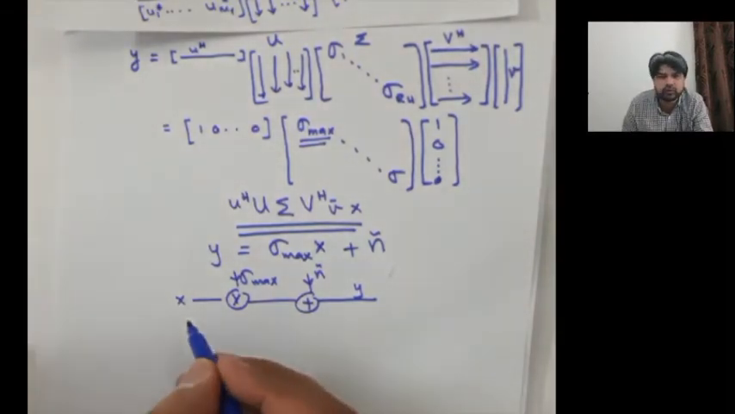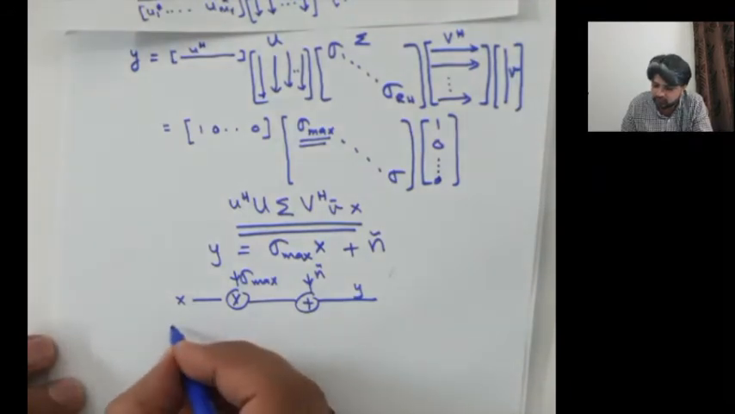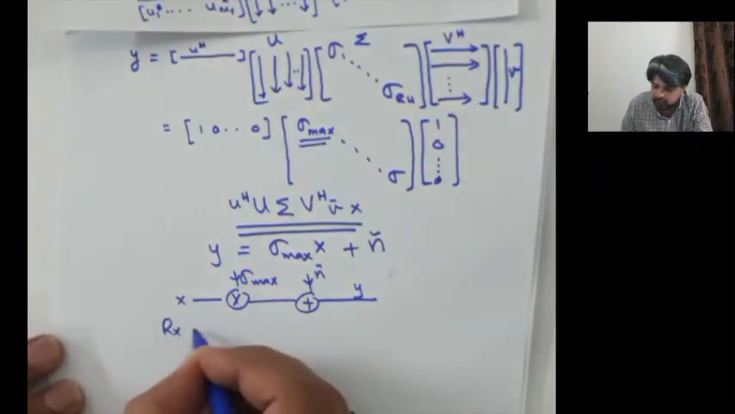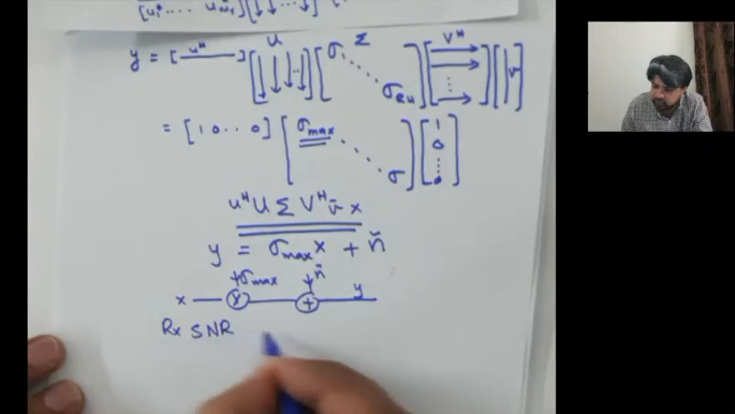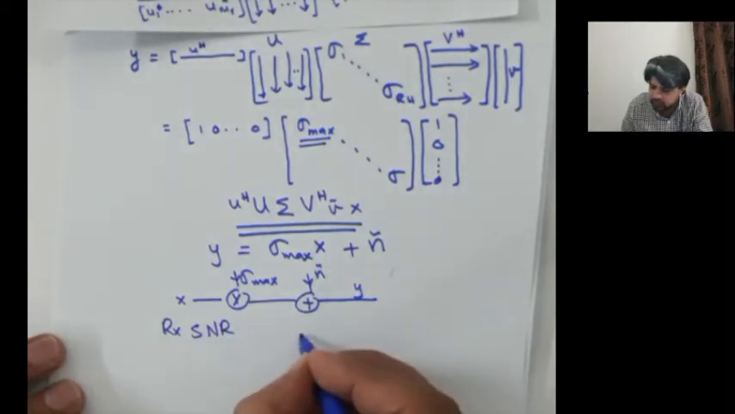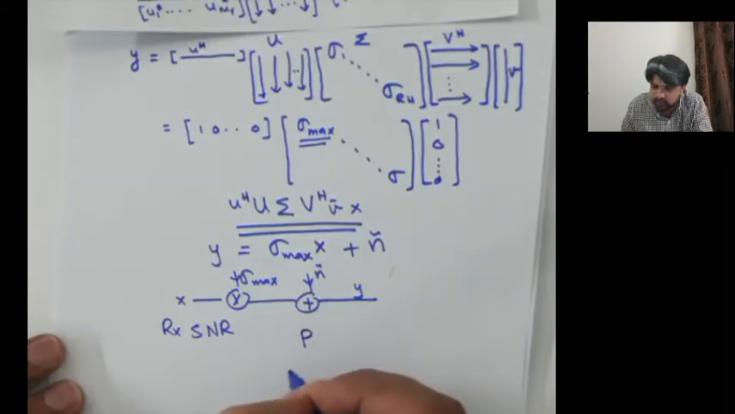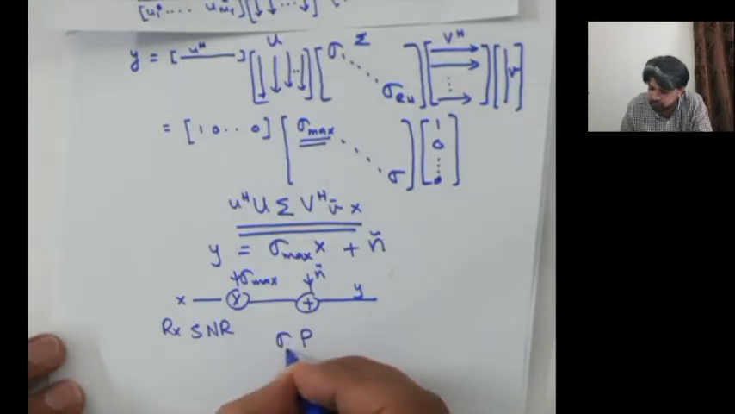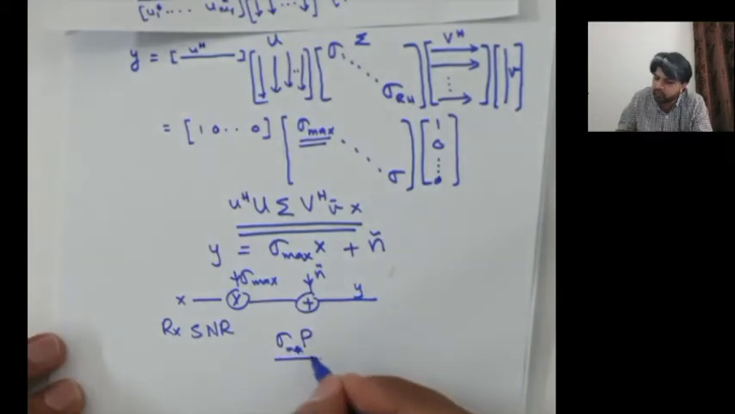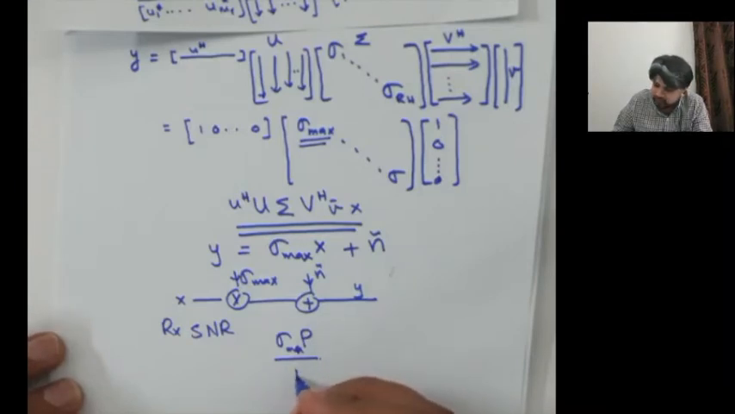So what would be your received signal to noise ratio here? Rx SNR, received signal to noise ratio, would be, if P is your transmit signal power, sigma max times P divided by your noise variance. So don't confuse this sigma squared with this sigma max. This is your noise variance.